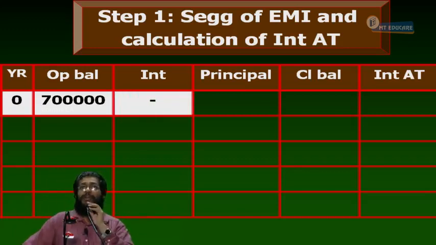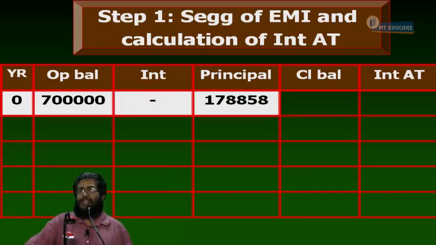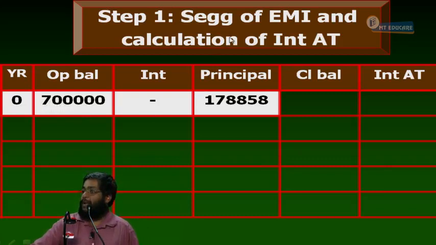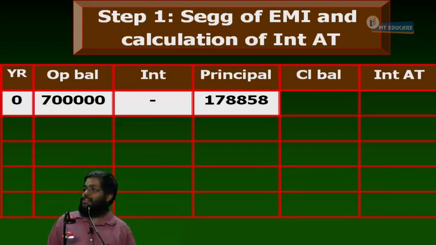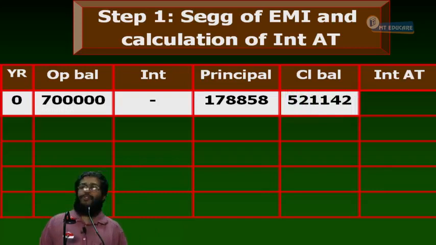So the interest is zero. The entire EMI of 178,858 goes for what? Principal payment. The entire amount goes for the principal payment, 178,858, because in year zero nobody can charge interest for today's loan. Yes or no? Tell me now, what is the principal now? 7 lakh, already repaid how much? 178,858. What is the closing balance? 521,142.